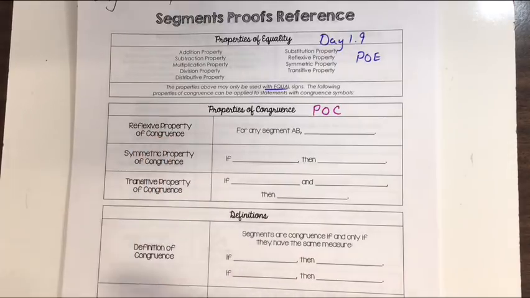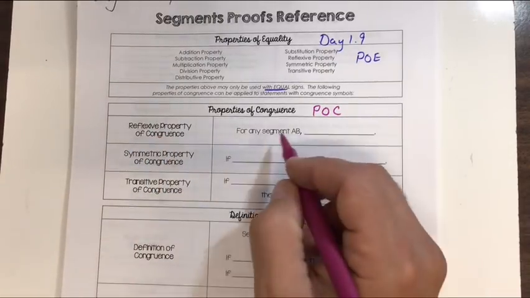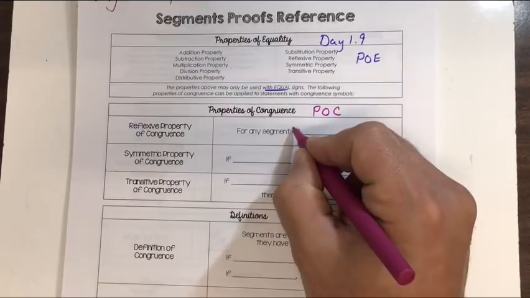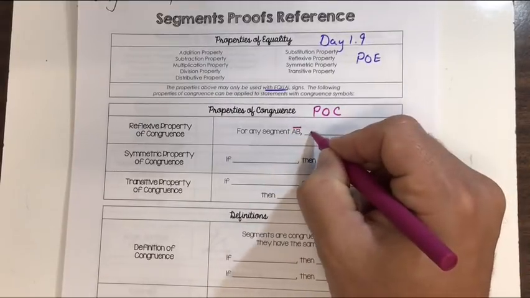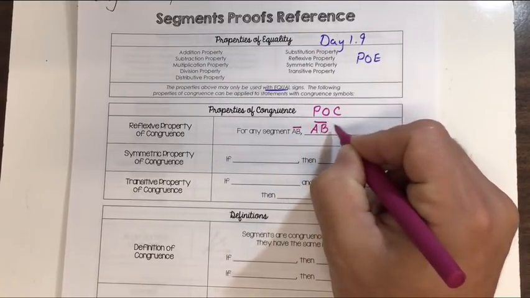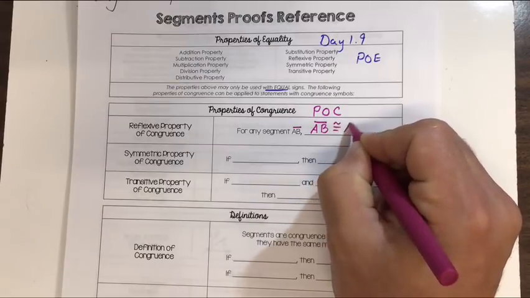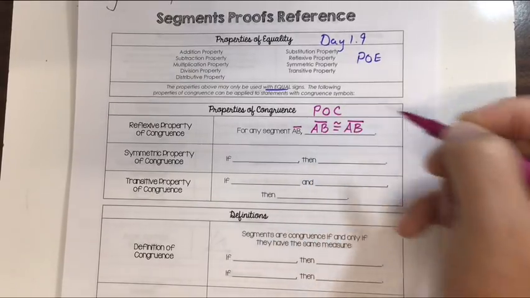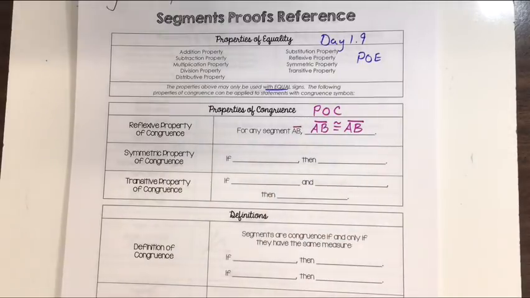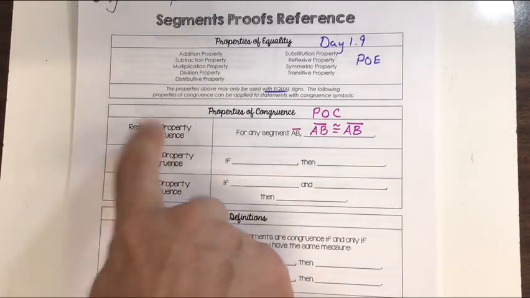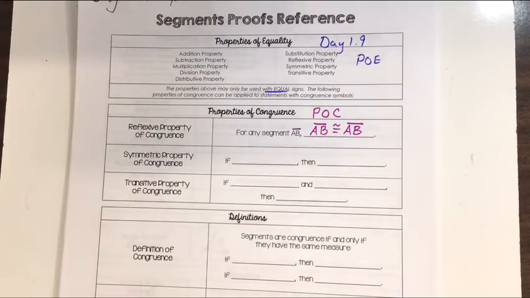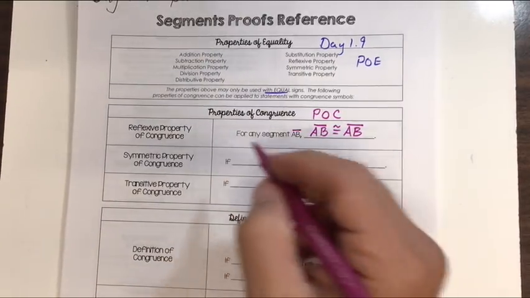The reflexive property simply states for any segment AB, which should have a segment line above it, the segment AB is always going to be congruent to itself. This does not make a lot of sense as to why we would have to write it that way, but as we go through some of our other proofs, you'll realize we actually use the reflexive POC quite a bit, property of congruence.